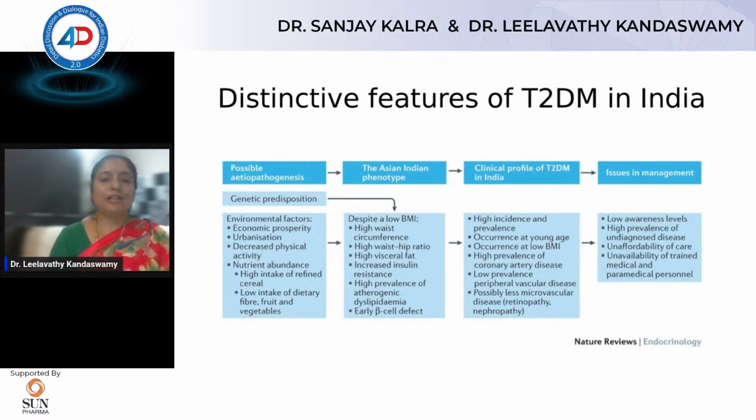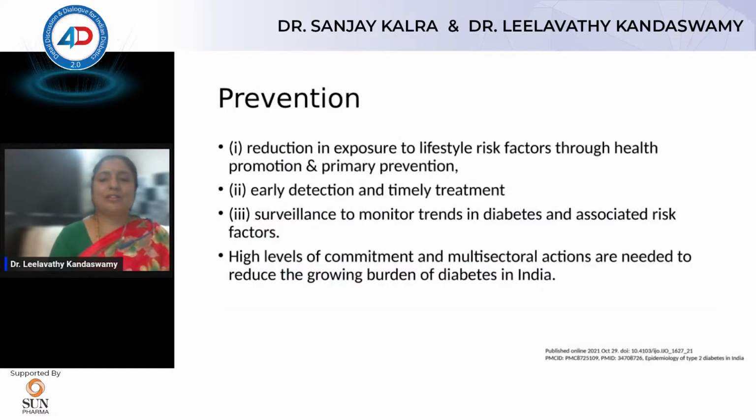And when we look at the clinical profile, there is higher incidence and prevalence in India, and it occurs at a young age, even at a lower BMI, with a high prevalence of coronary artery disease. We also have a little bit lower prevalence of peripheral vascular disease and microvascular disease. So awareness is more important about this so that we can appropriately find the correct population to treat and give the right management strategies.